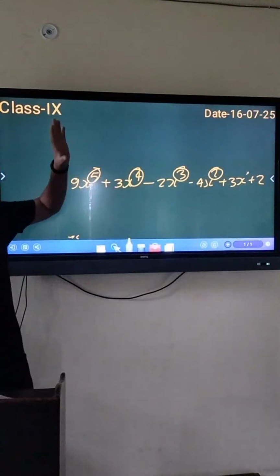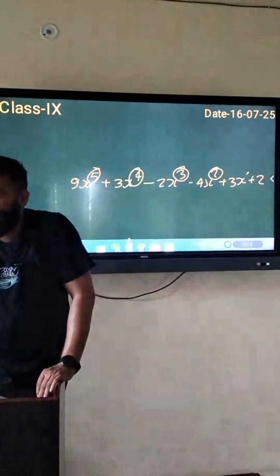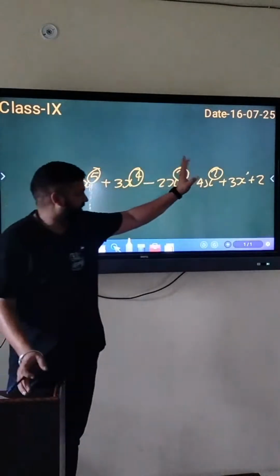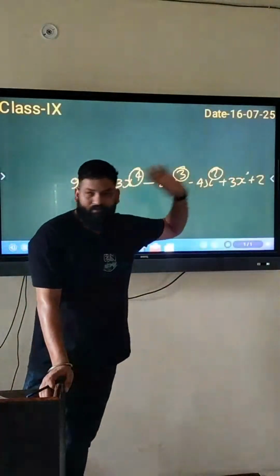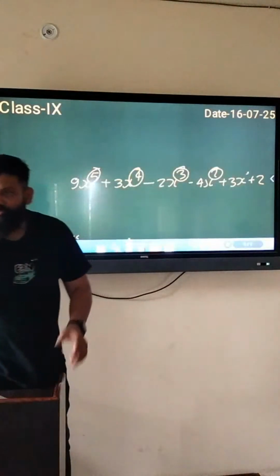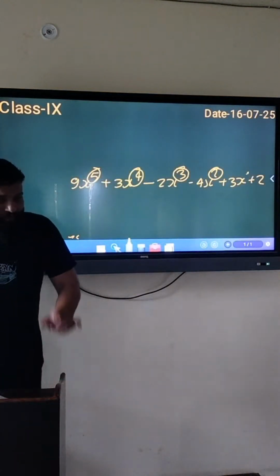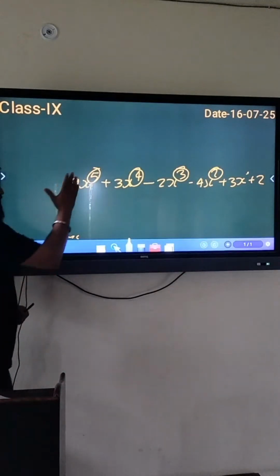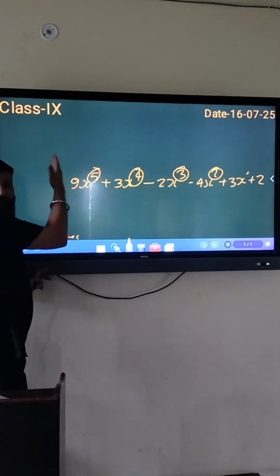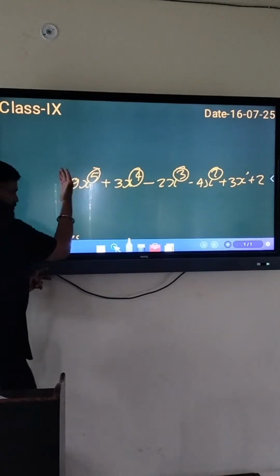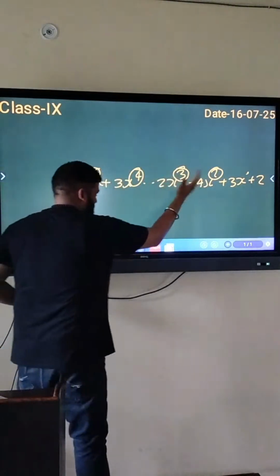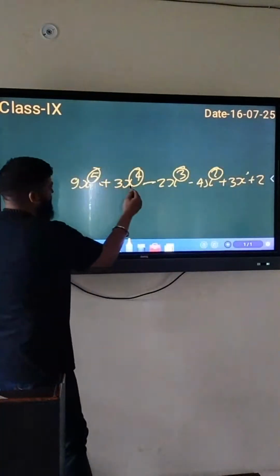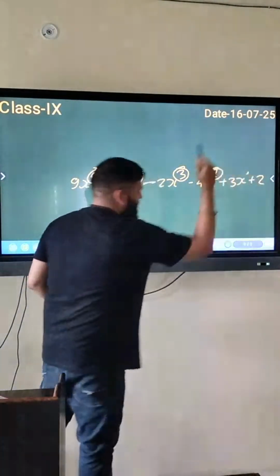So firstly, you have to observe the terms are different. There is power 5, power 4, power 3, power 2, power 1, and there is no power, 0 power. Now you have to find out how many terms are there. Before the plus or minus sign, this is 1, 2, 3, 4, 5, 6.